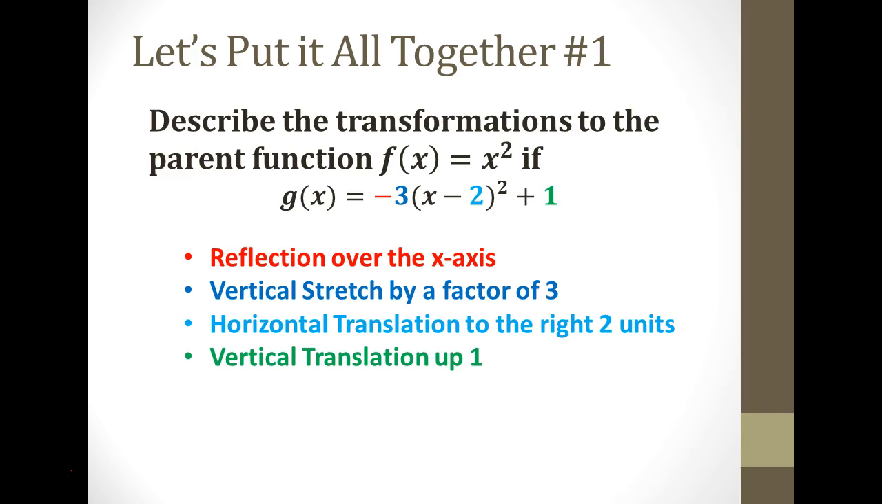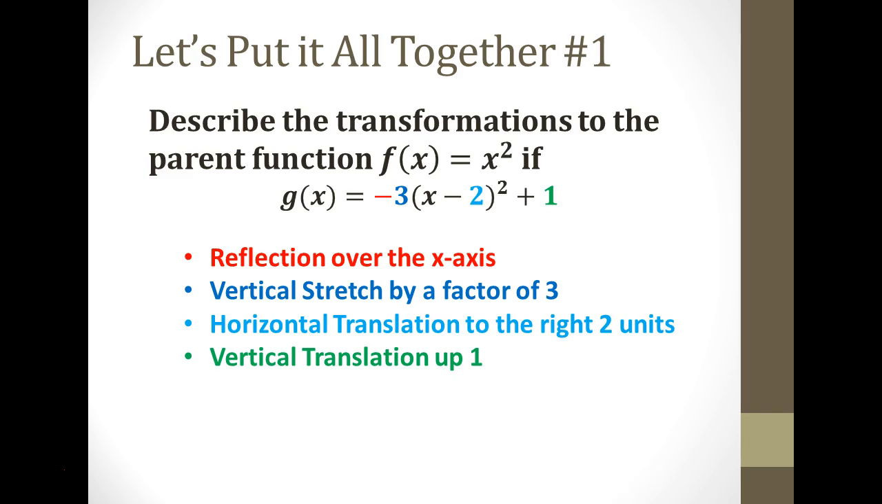Now it's time to put it all together. So let's look at our example 1. Here, we are starting with the parent function f of x is equal to x squared, and I'm asking the question, what transformations occurred to the parent function to get g of x, which is equal to -3 times (x minus 2) squared plus 1?